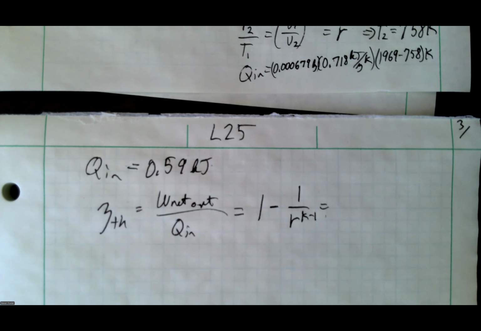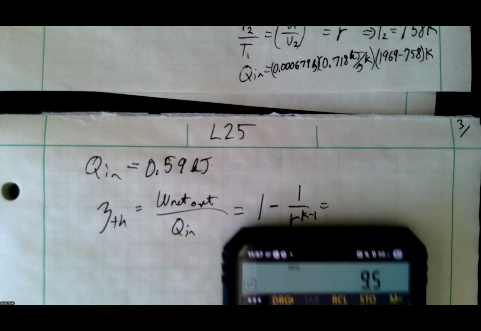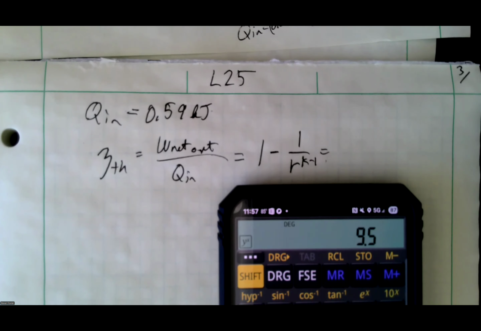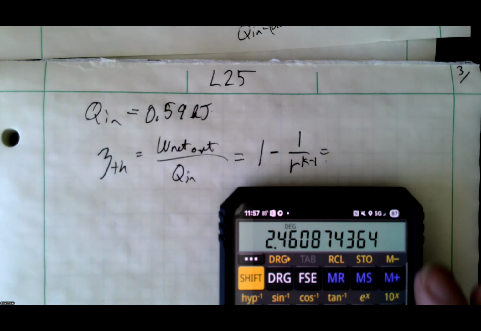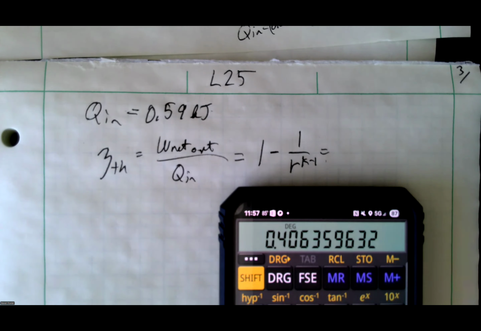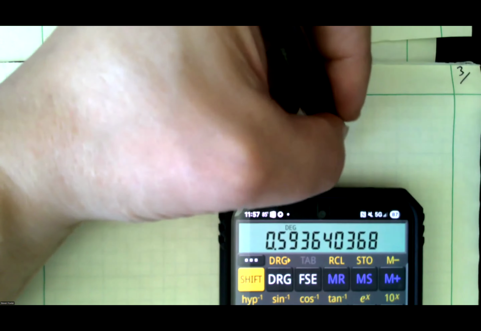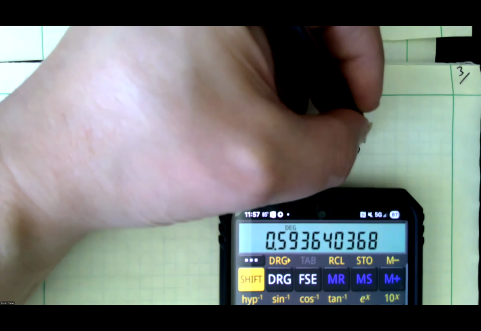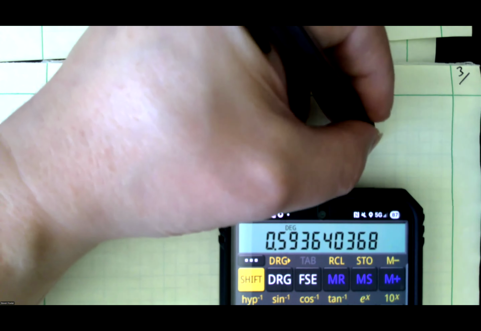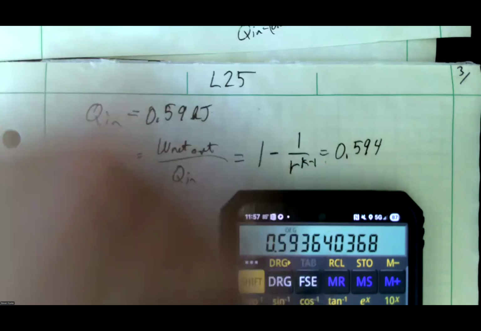1 minus, no, let's do this. 9.5 to the power of 0.4, using 1.4 for k. Need to invert that, and then apply a negative sign and add that to 1. About 60%. 0.594, or 59.4%.